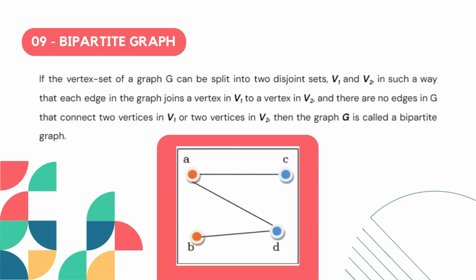Ninth, bipartite graph. If the vertex set of a graph G can be split into two disjoint sets, V1 and V2, in such a way that each edge in the graph joins a vertex in V1 to a vertex in V2, and there are no edges in G that connect two vertices in V1 or two vertices in V2, then the graph G is called a bipartite graph.